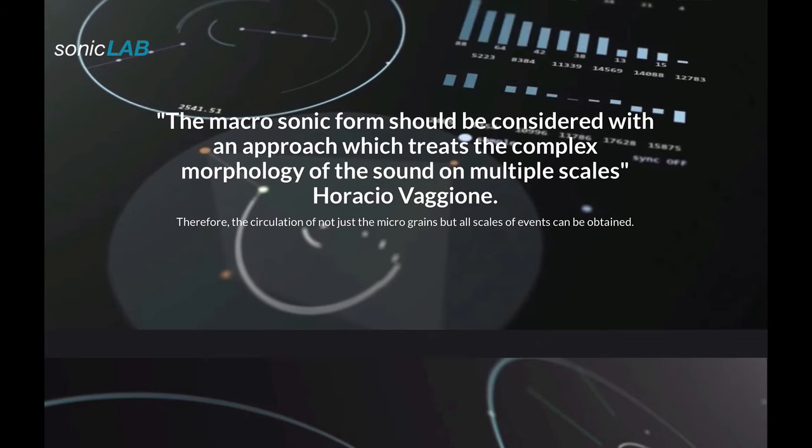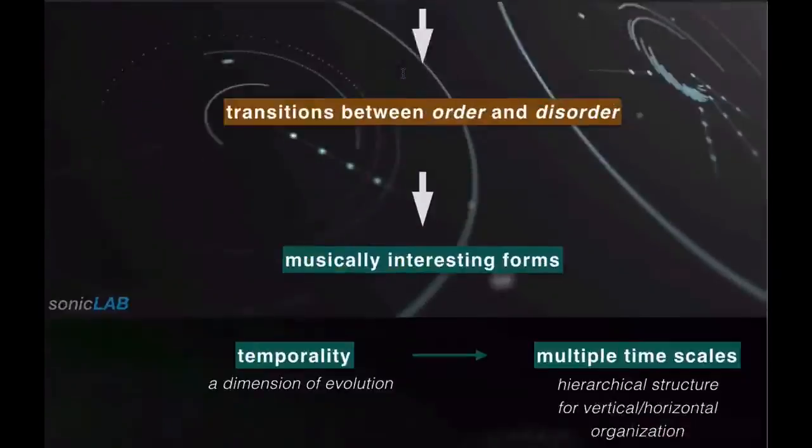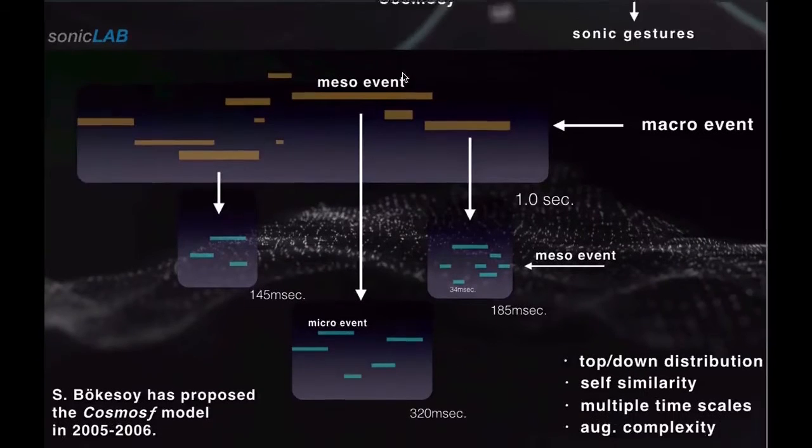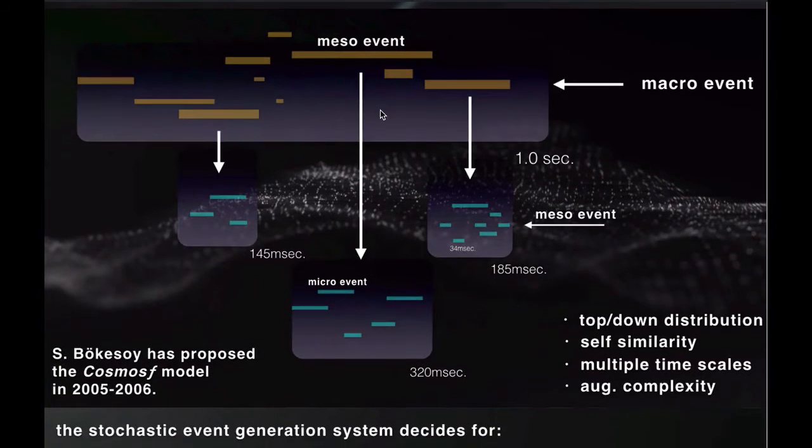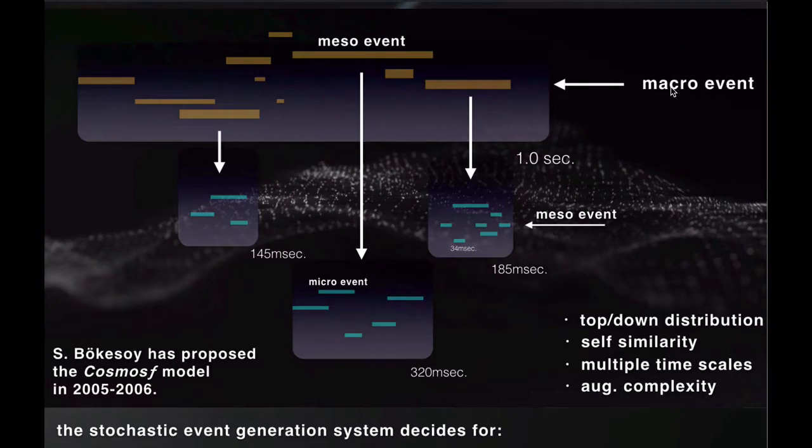If you go to our website sonicLAB.com and see the philosophy page, at the bottom, particularly this figure shows here the Cosmosf event generation system. It explains how the events are distributed on multiple timescales. At first it decides to construct a macro event with a certain duration. Then inside this macro event, a certain amount of meso events are distributed. Each meso event opens a micro event space, as you see here, and a certain density of micro events are again distributed with stochastic methods. So this is a top-down distribution, and the first gesture of Cosmosf for constructing its audio data.